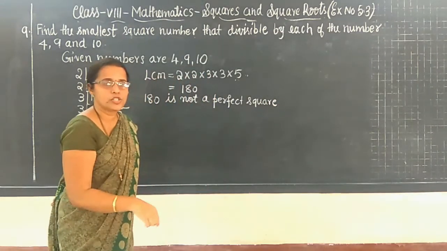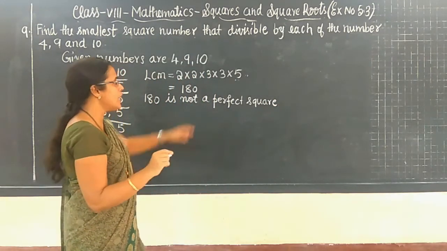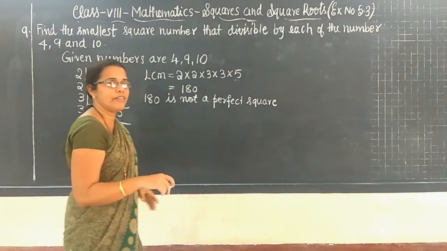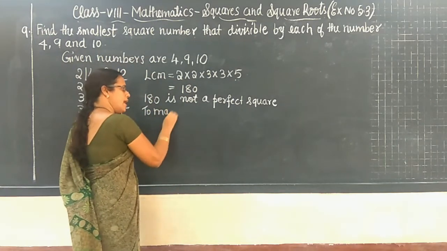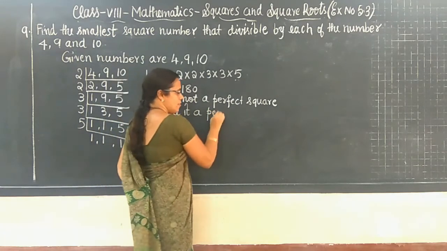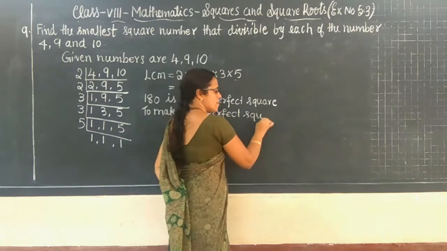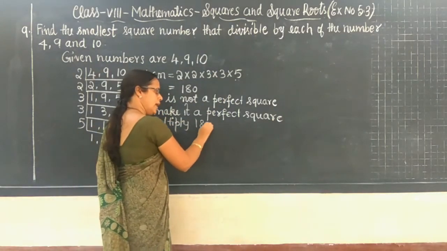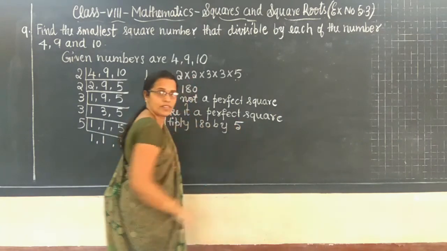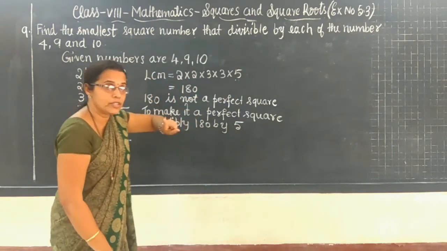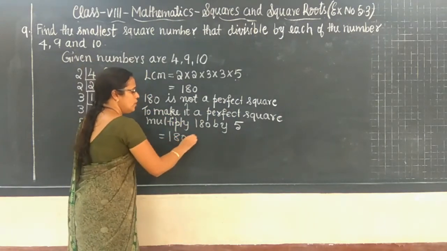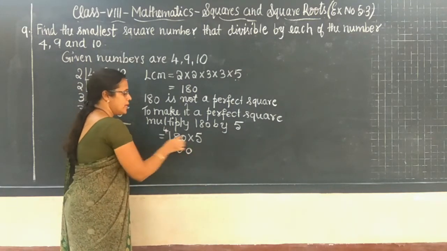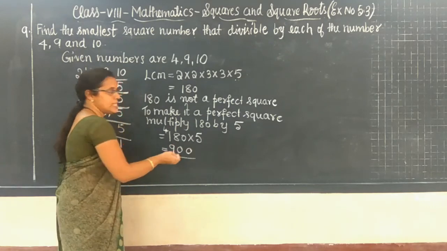So to make it a perfect square, what should I do, children? I will multiply by 5. 180 into 5 will give me a perfect square. So multiply 180 by 5. Why 5, you know? Because it doesn't have a partner. So 180 into 5: 5 zeros are 0, 5 eights are 40, 5 ones are 5, 5 plus 4 is 9.